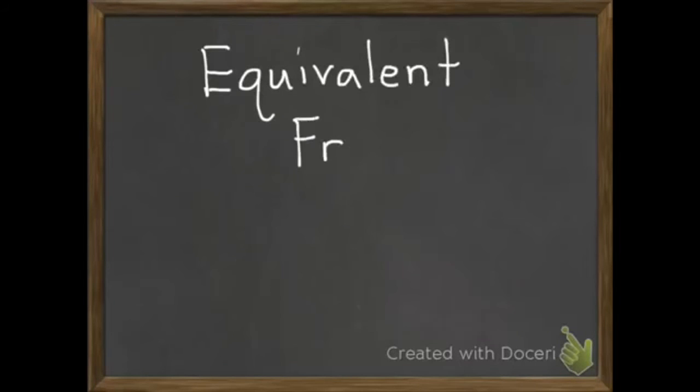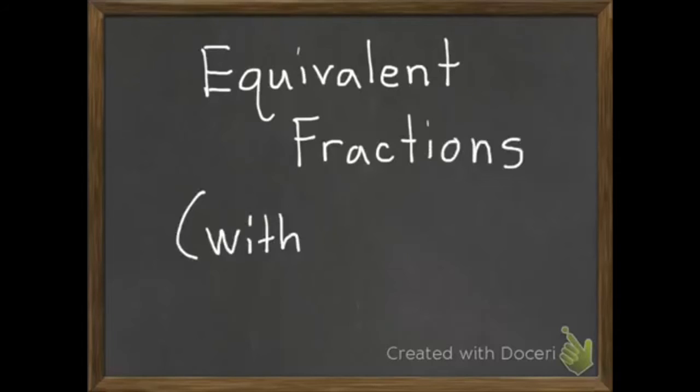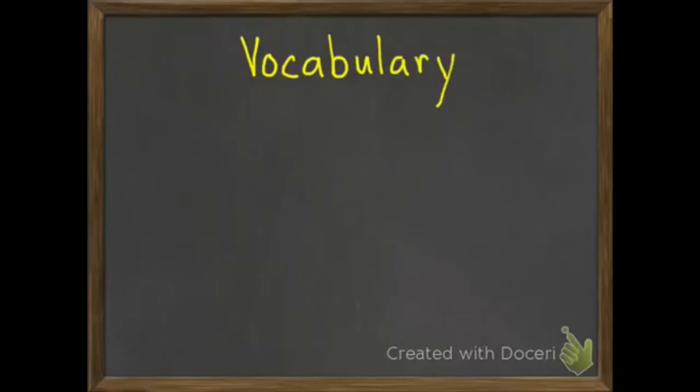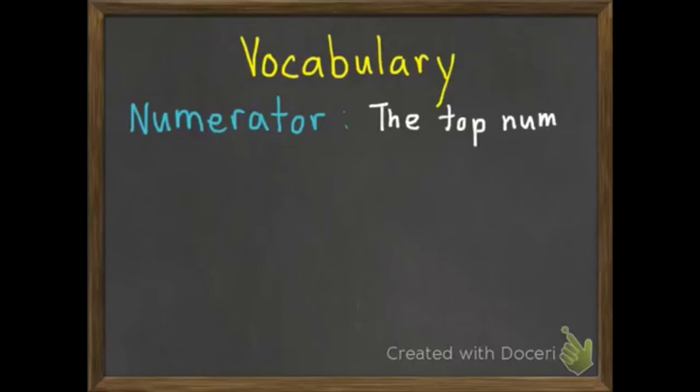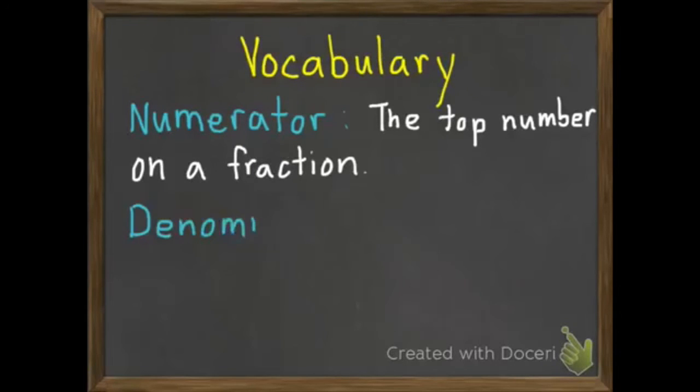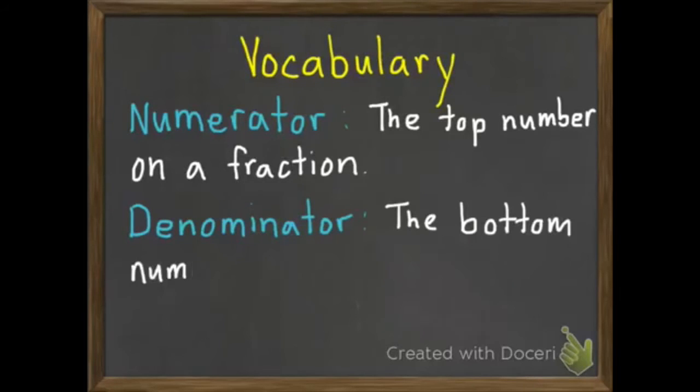Today's lesson is on equivalent fractions, and today we're going to be using models. We have some vocabulary to start. Since we're doing fractions, we need to remember what the two parts of a fraction are. First of all, we have the numerator. Write this down on your paper. A numerator is the top number on a fraction, and denominator is the bottom number on a fraction.